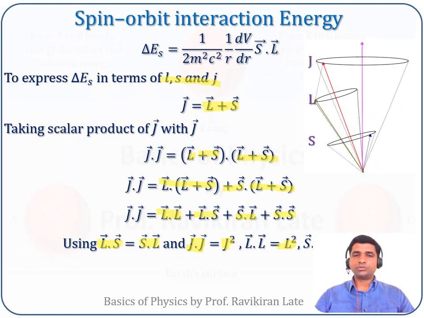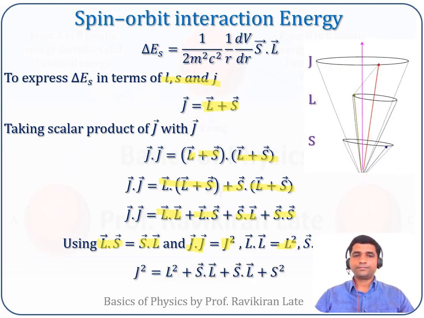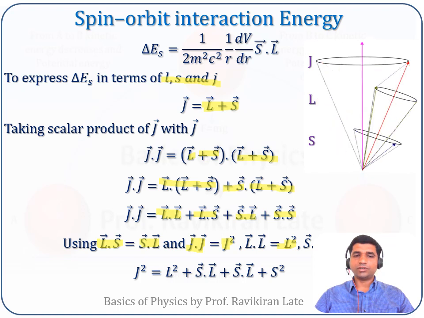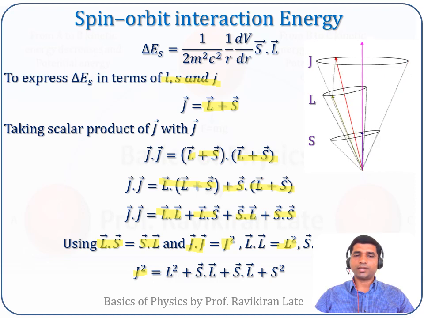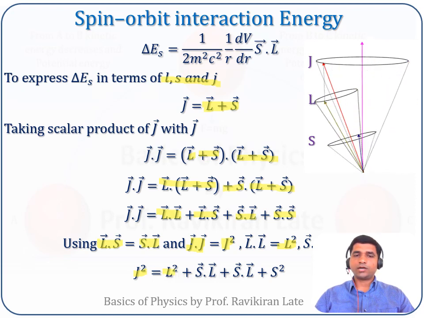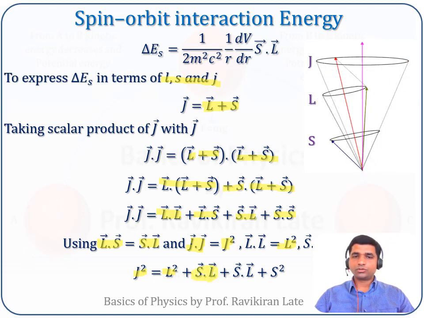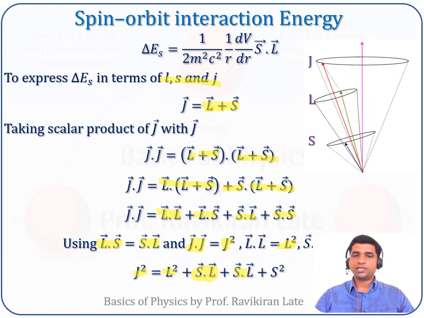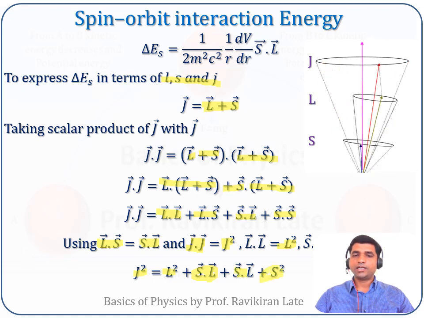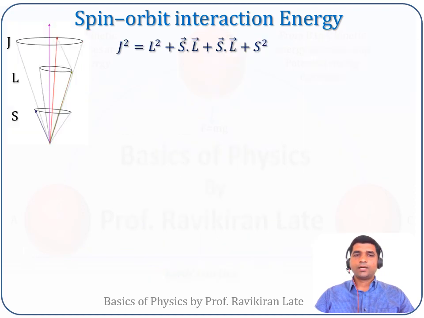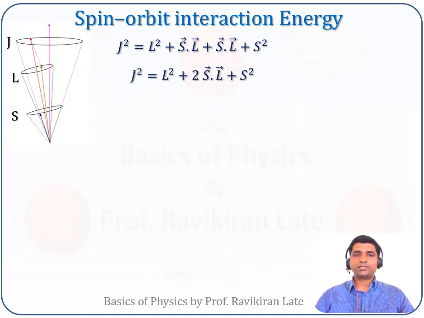So if I use these values in this equation, what I'll get is J square is equal to, for J bar dot J bar I am writing J square, for L bar dot L bar I am writing L square. For L bar dot S bar I am writing S bar dot L bar, because this vector scalar product is commutative. So this will be the third term as it is, and for S bar dot S bar I am writing S square. Now, if I further simplify this, S bar dot L bar plus S bar dot L bar, I can write it as 2 S bar dot L bar.